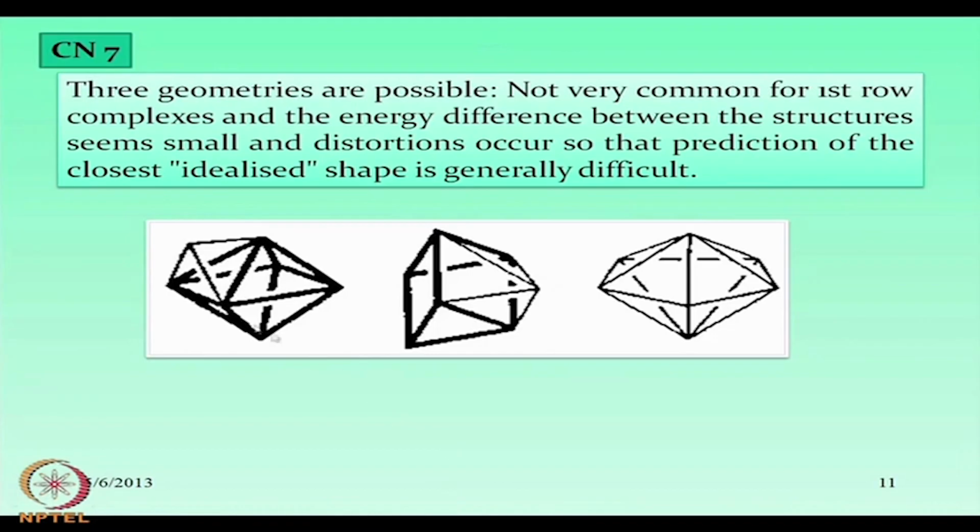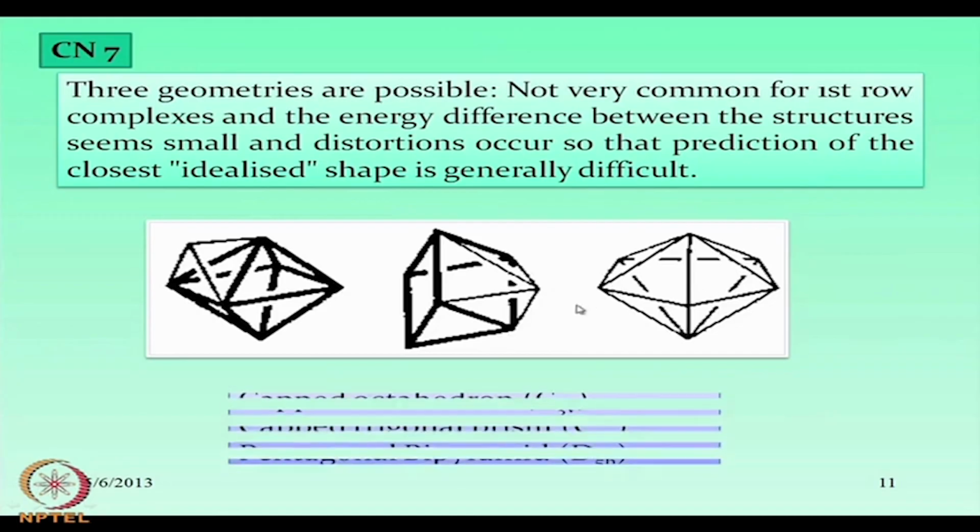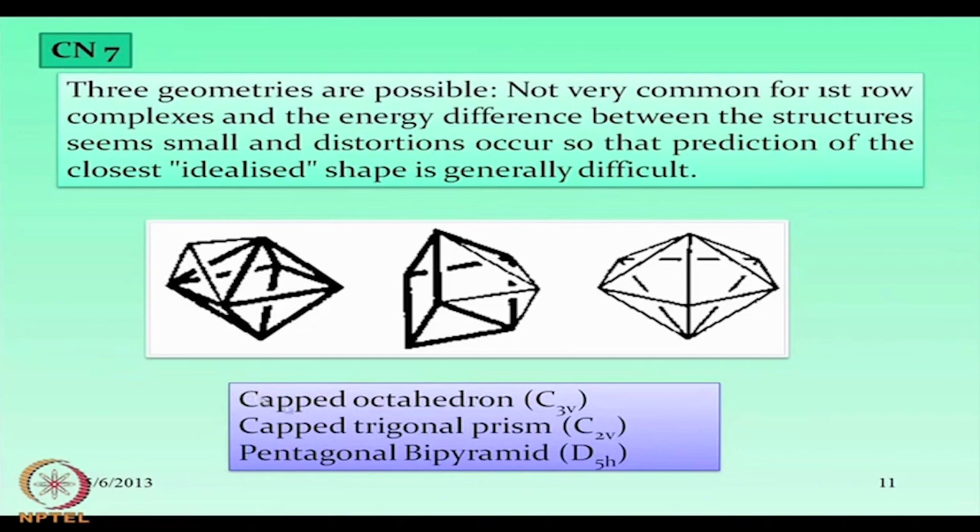where we have added one extra position over here to the octahedral geometry, one extra position over here to a trigonal prismatic geometry, and this is one other situation where we change the corresponding square plane from a square geometry to a pentagonal geometry. So these are only 3 options we can have. One is known as capped octahedron, and the symmetry level is also changing. It is changing from Oh to C3v.